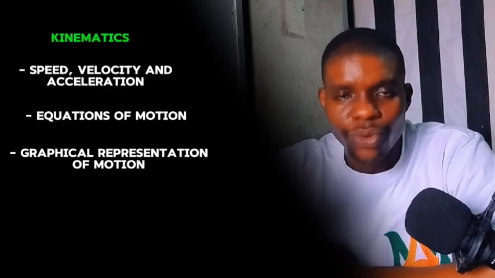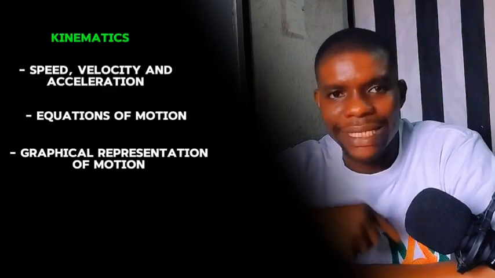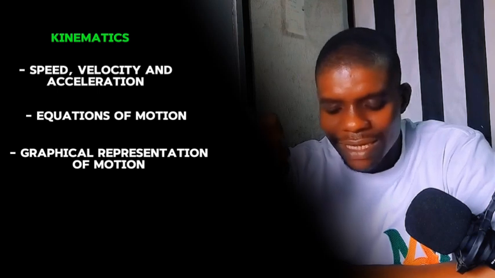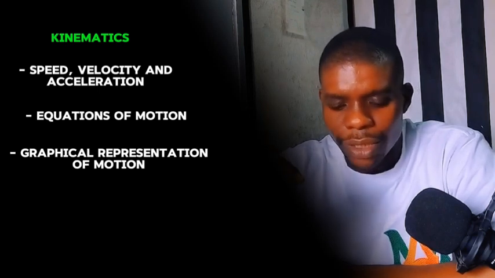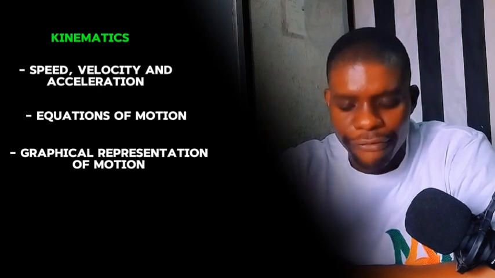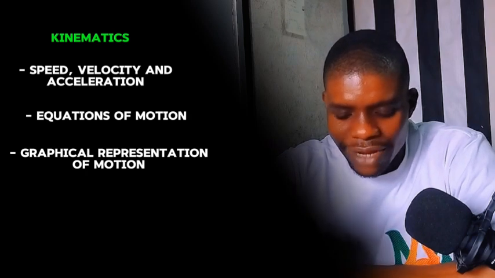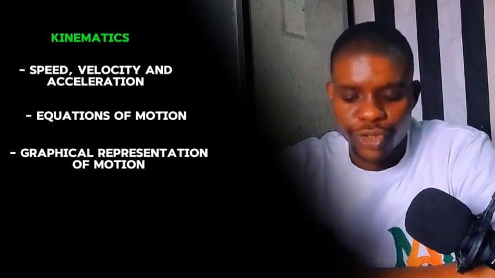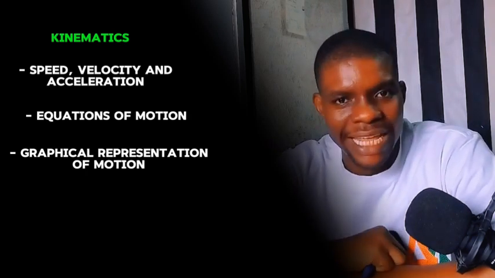Now number 3, kinematics. Under kinematics, we have speed, velocity, and acceleration. That is the first one. Here we have equations of motion. And after that, we have the graphical representation of motion. So these are the things to cover under kinematics.